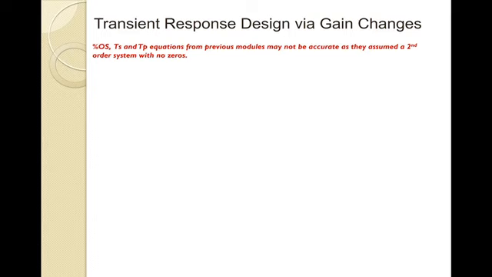So first, we're going to look at transient response design via gain changes. In the previous module, we varied the gain K such that we get a certain damping. So we drew our damping line, and then we solved for K such that we were on that damping line. Once we designed damping, that correlates to percent overshoot. So we can look at percent overshoot, settling time, and peak time, using those equations from the previous modules.